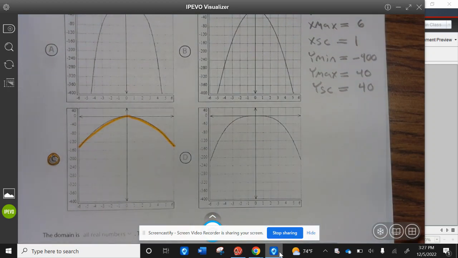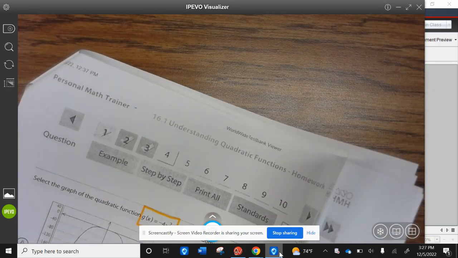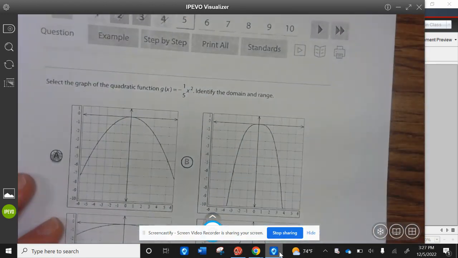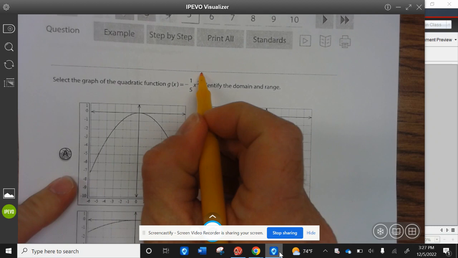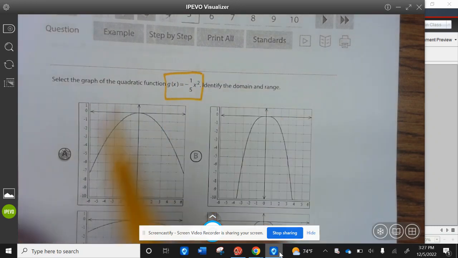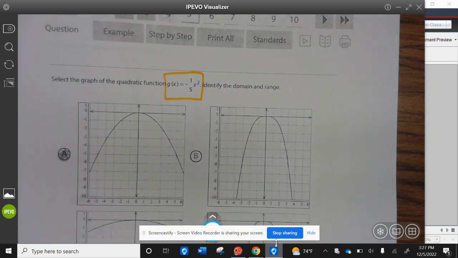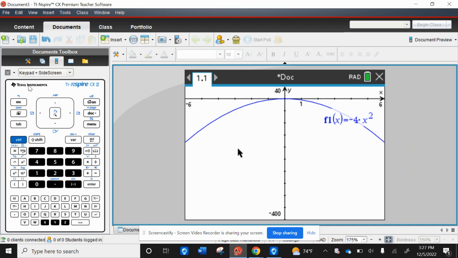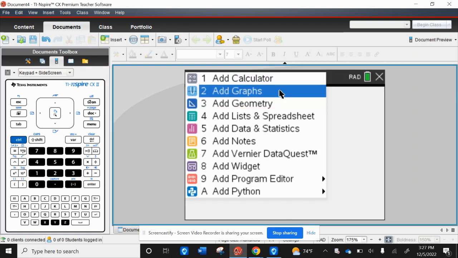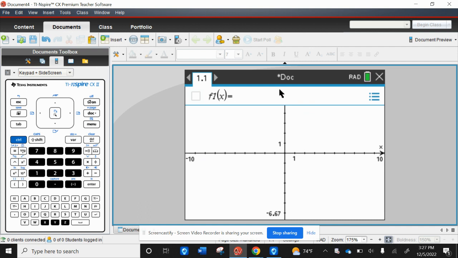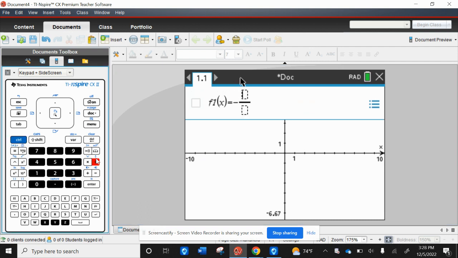Go ahead and finish up that example. Let's go ahead and graph this. And again, we're going to graph this in yellow. Always want to go to New Document, No, go to Add Graph. Negative, Control, Divide, 1 divided by 5, x squared.